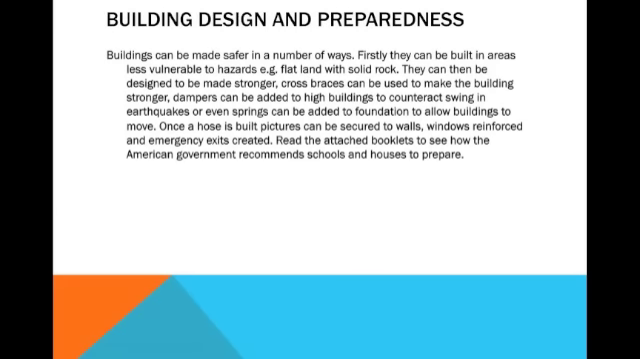Building design and preparedness. So, buildings can be made safer in a number of ways. Firstly, they can be built in areas less vulnerable to hazards, like on flat land with solid rock. They can then be designed to be made stronger, and cross braces can be used to make the building stronger. Dampers can be added to high buildings to counteract the swing in earthquakes, or even springs can be added to the foundation to allow buildings to move. Once a house is built, pictures can be secured to walls, windows reinforced, and emergency exits created.